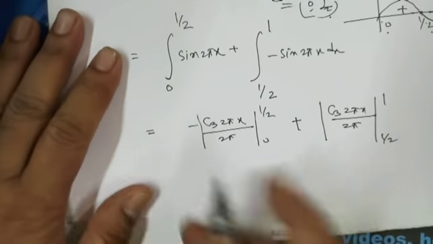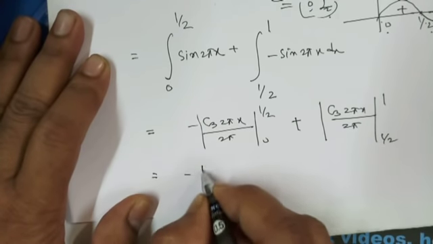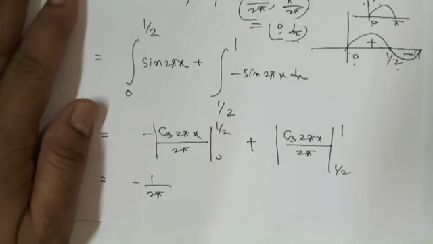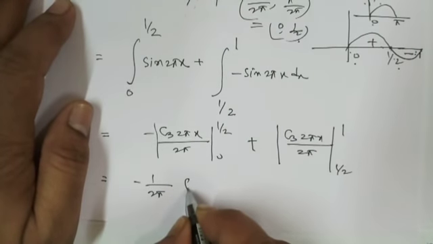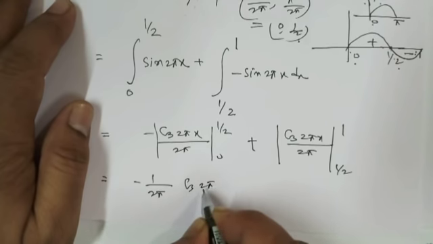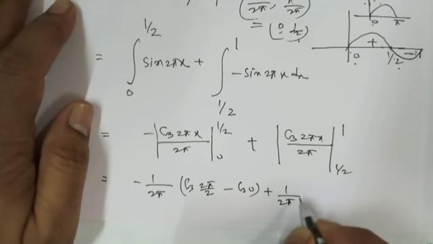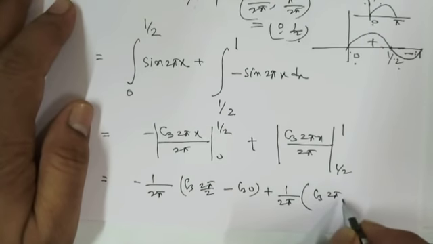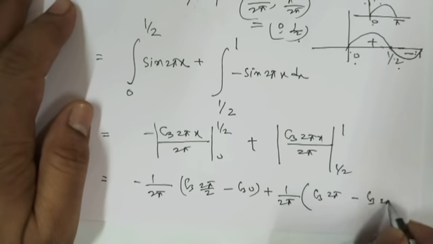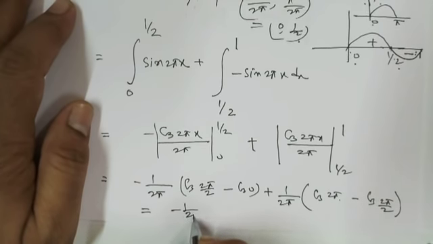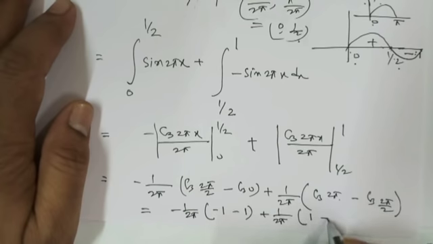So after simplification you have minus 1 upon 2 pi, its cos pi minus cos 0, plus 1 upon 2 pi, cos 2 pi minus cos pi. 2 pi into 1/2 is pi, and cos 2 pi into 1, that is cos 2 pi. Cos pi means minus 1, cos 0 is 1. Cos 2 pi means 1, cos pi means minus 1, and this is plus 1.